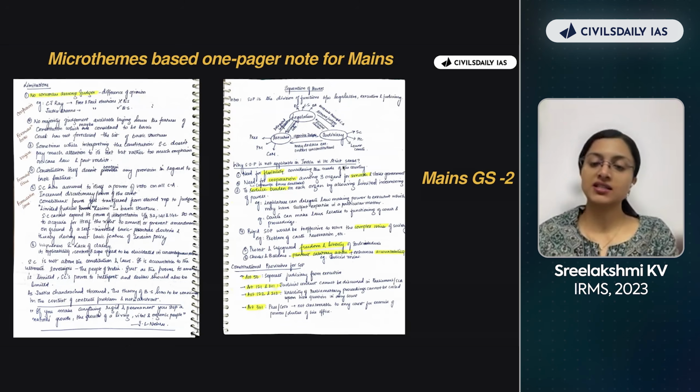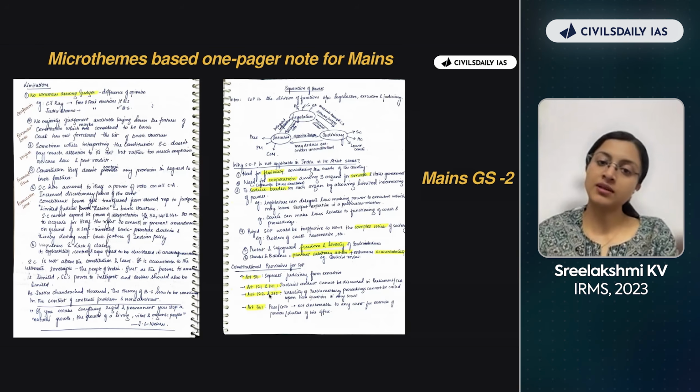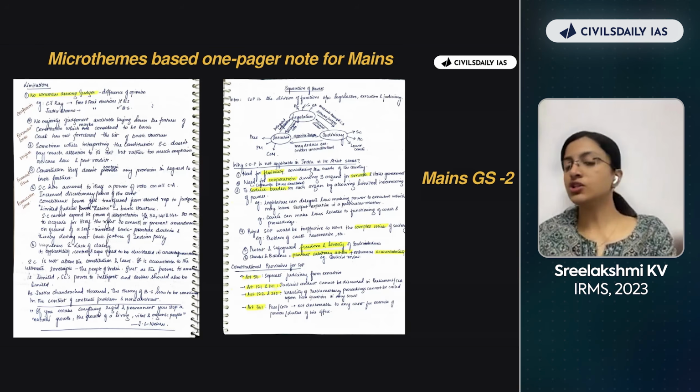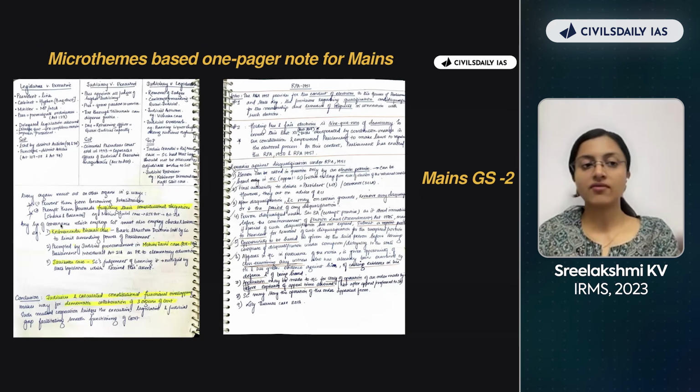This is a mains dimension. Again, identified after going through the PYQs. Right? Constitutional provisions for the separation of powers. It has been directly given in the syllabus, and it is very important. If you have a one pager, you're sorted for separation of powers. Right? All the constitutional provisions ensuring separation of powers I have listed down.